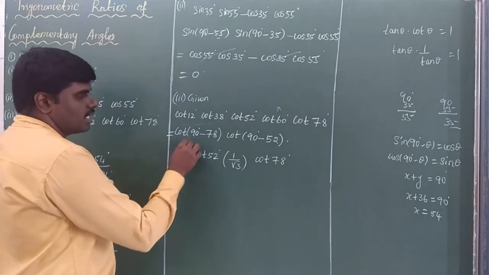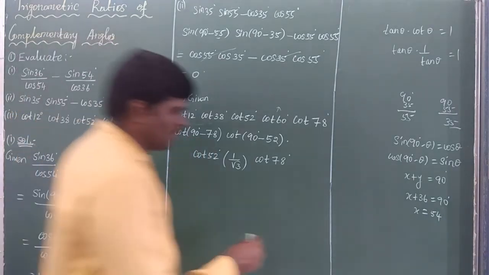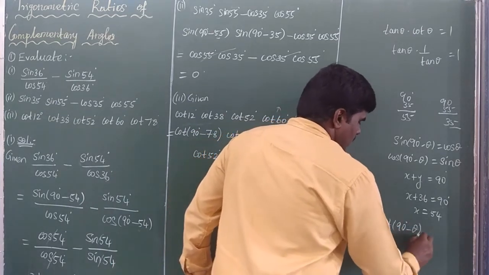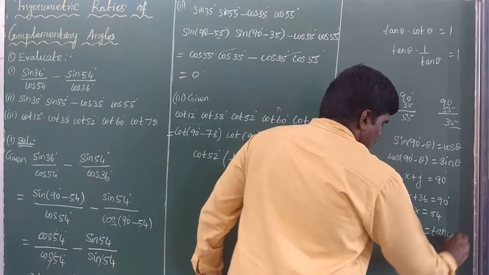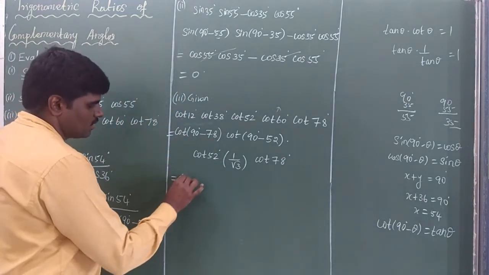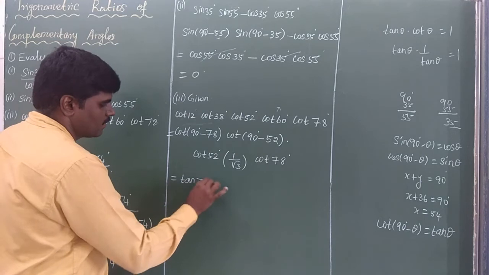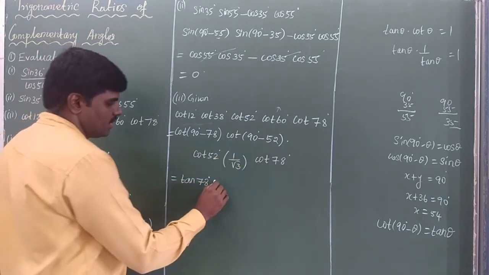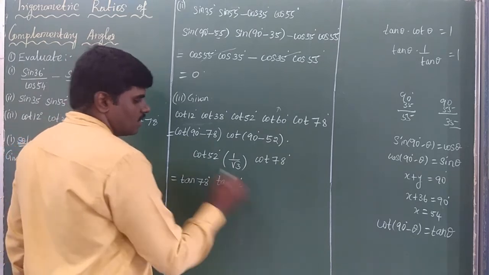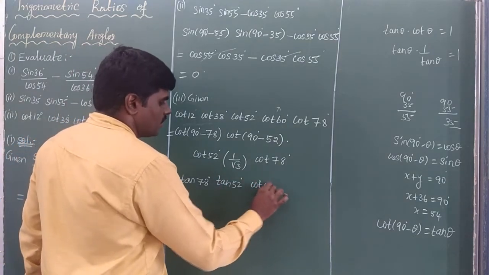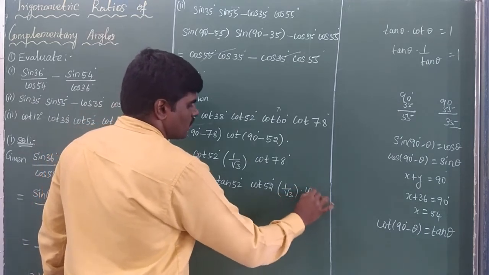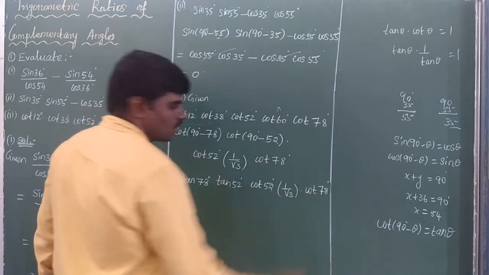Okay, so here cot of 90 minus theta, we know the formula: cot of 90 minus theta is equal to tan theta. Same way, here cot of 90 minus 78 is equal to tan 78 degree. Okay, next same way tan 52 degree. Is that clear? Again the cot of 52 degree into 1 by root 3 into cot 78 degree.